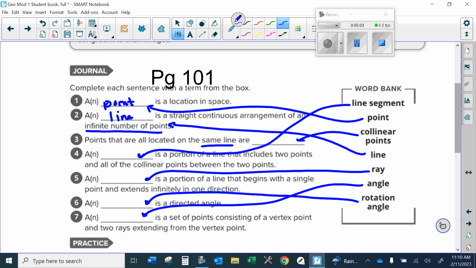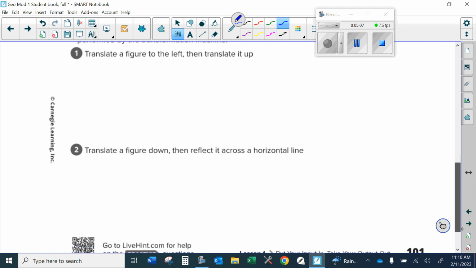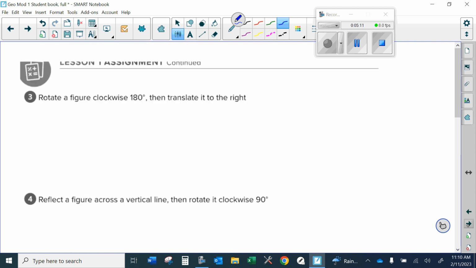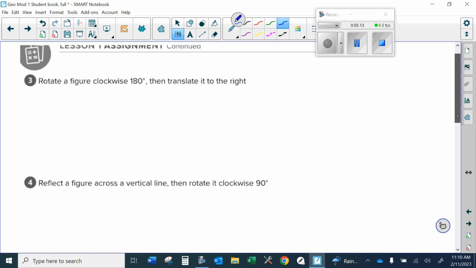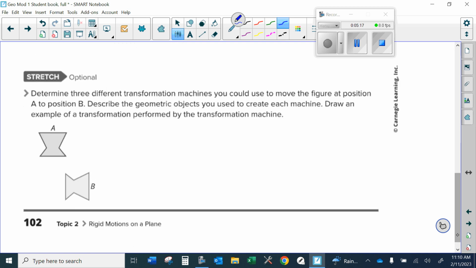Okay, so this lesson was about learning your vocab. Okay, that'll do it. Now you can work on your Mathia.